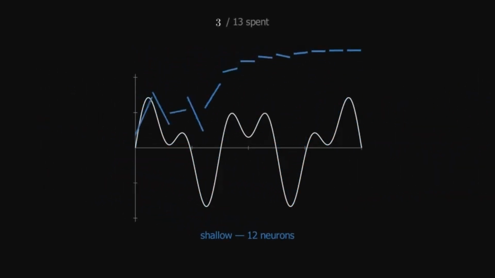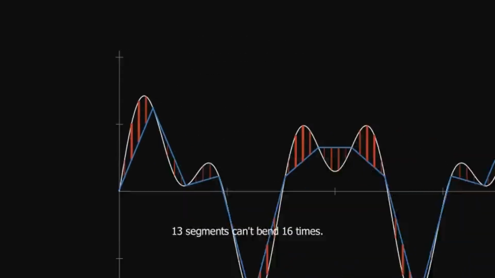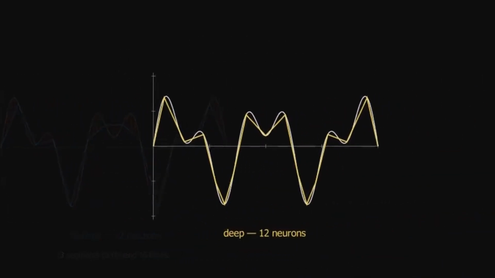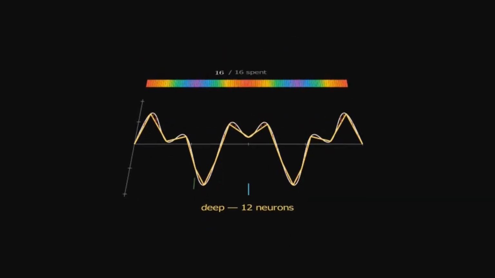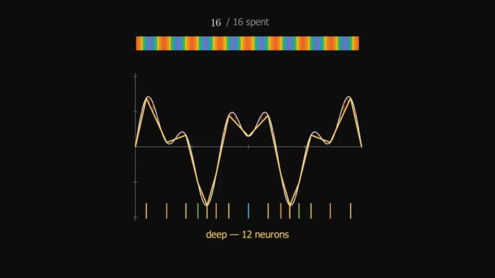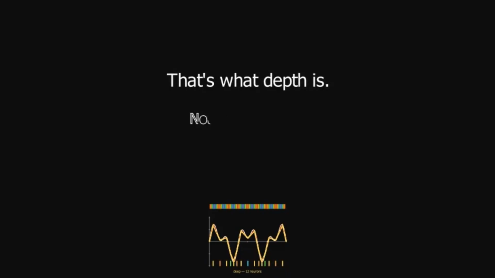The shallow network has 13 straight pieces to spend on this curve. It spends all of them, and it's still wrong, because 13 line segments can't bend that many times. The deep one has 16, from the same 12 neurons, and it has them because it folded the input 4 times before it ever drew a line. That's what depth is. Not more capacity, reused capacity.